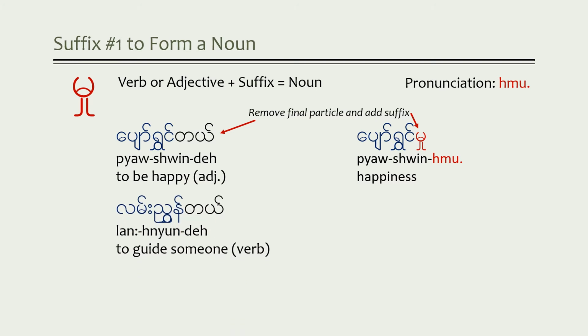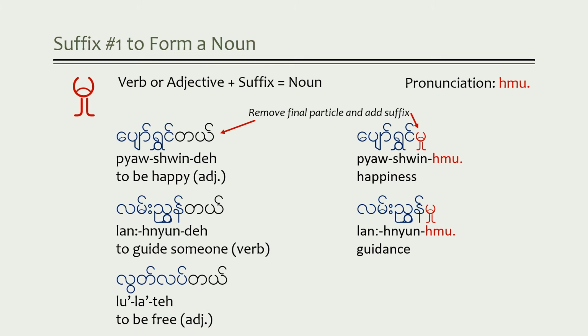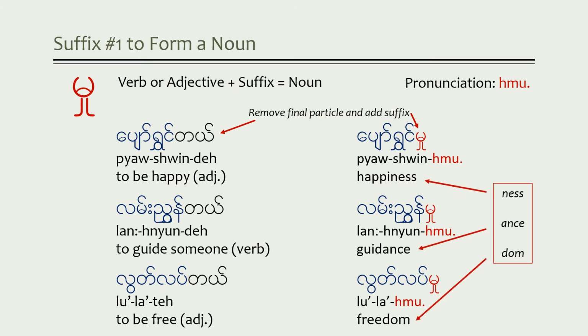Now the next word I'll use means to guide someone, and it's pronounced lan hyunde. How would you change this into the word meaning guidance? Well, again, you're going to remove the final particle and replace it with mu, making it lan hyun hu. Lastly, the adjective for free, lulate, becomes lulamhu. Notice that the Myanmar particle for all three of these words is the same, but the English uses three different suffixes.